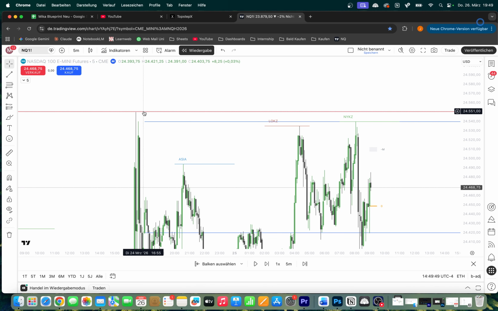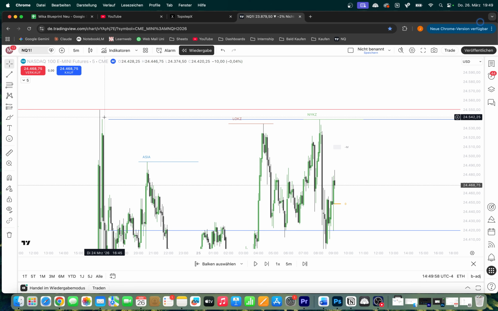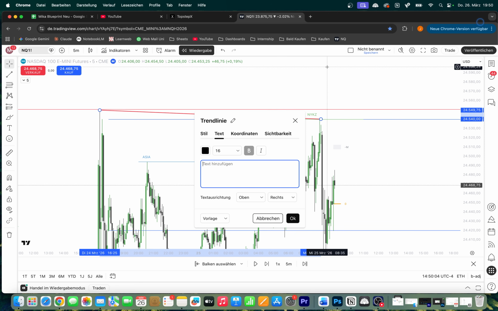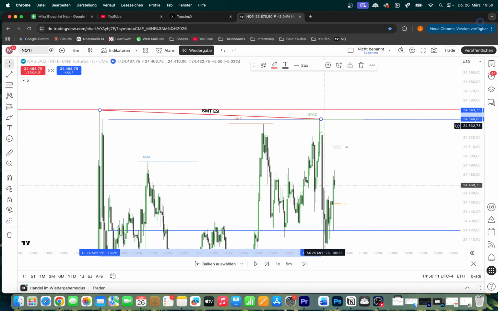So this was the previous daily high, and you can see NQ did not take it, but ES took it, so we had SMT here. I think we can draw this out here: SMT on ES. This was the reason why I still decided to short.